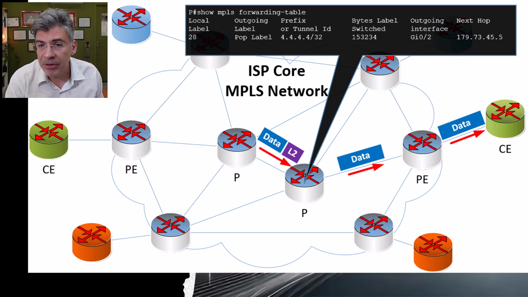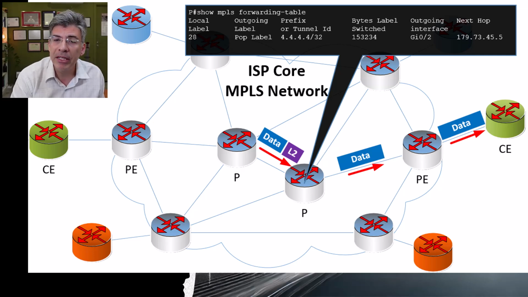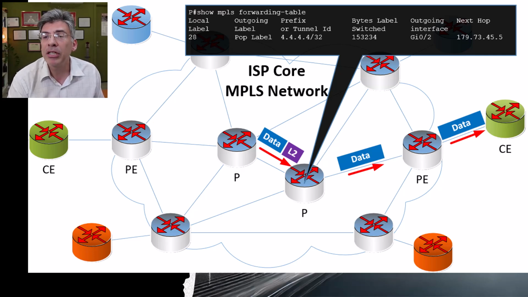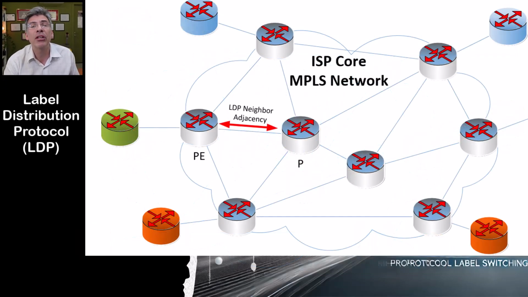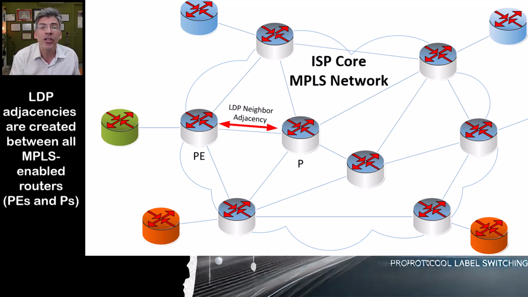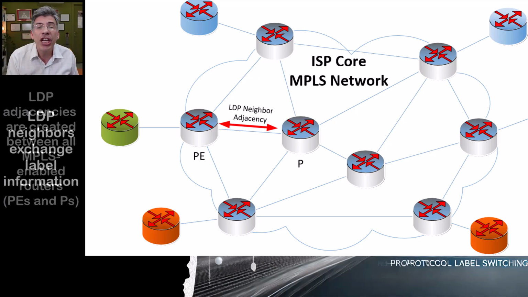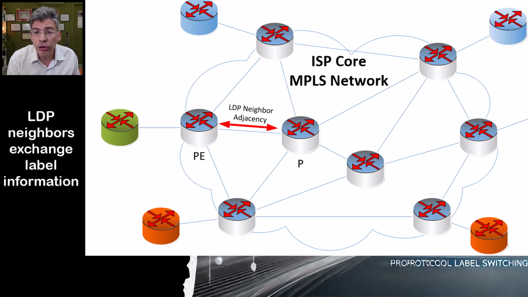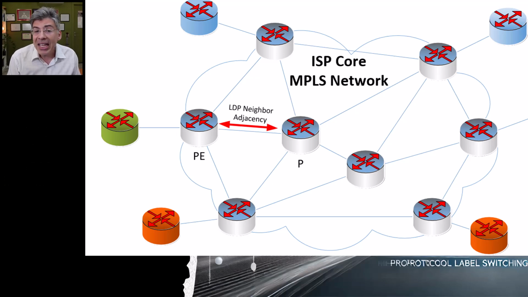Now, one last question that may come to mind is this: how are these labels determined, and how is the MPLS forwarding table populated? That's done using the Label Distribution Protocol, or LDP. LDP is a protocol that automatically creates LDP neighbor adjacencies between all MPLS-enabled interfaces on PE and P routers. Adjacencies are created, and then neighbors can begin to exchange information about labels. Each router locally generates labels for its prefixes, and then it'll advertise those labels to its LDP neighbors. That's how each MPLS router populates its MPLS forwarding table.